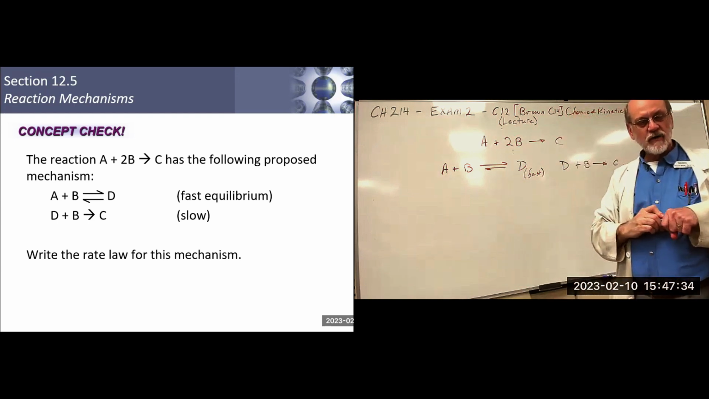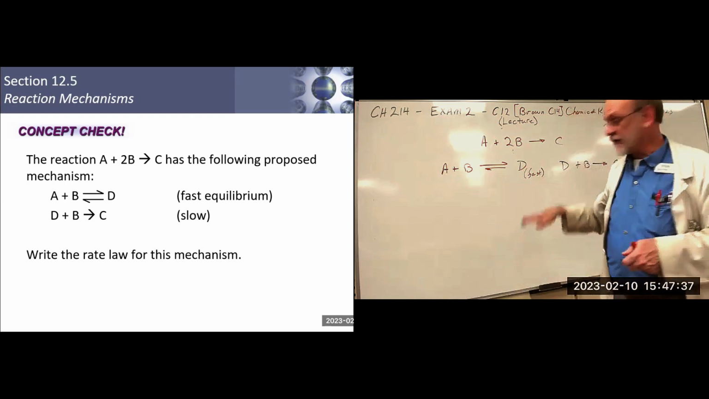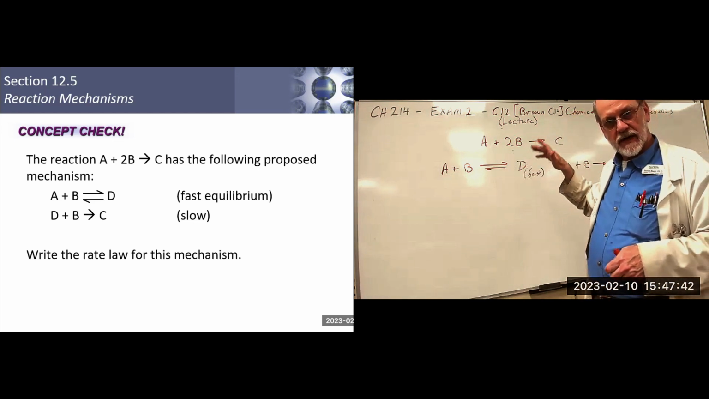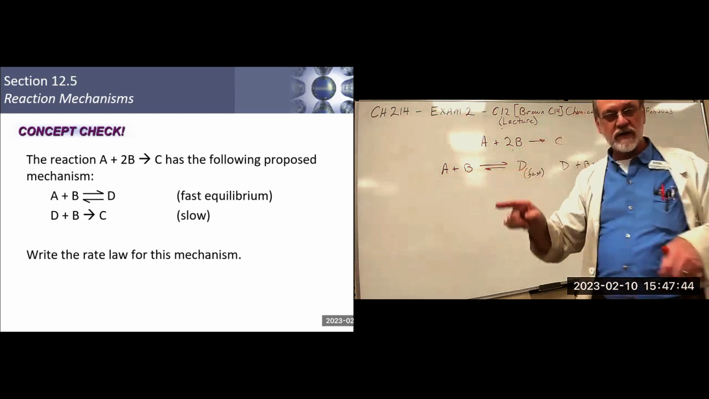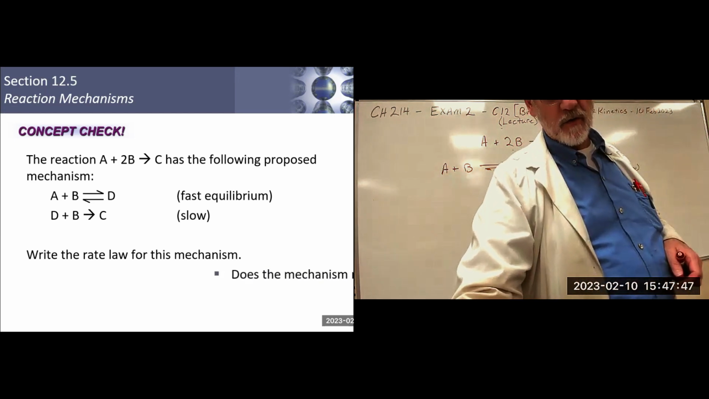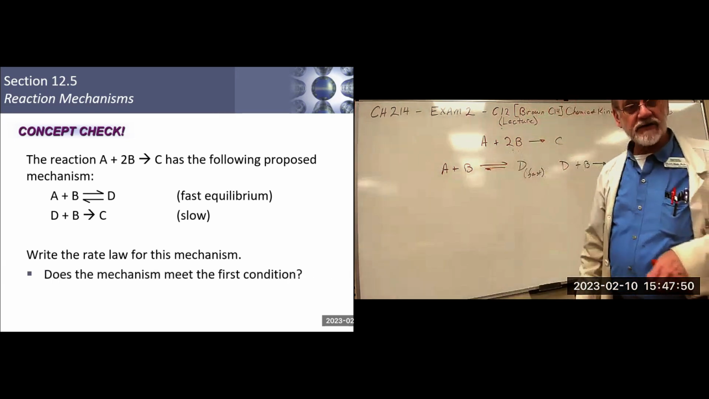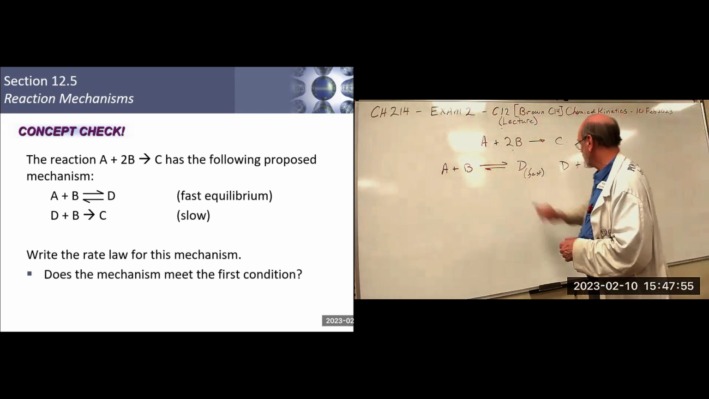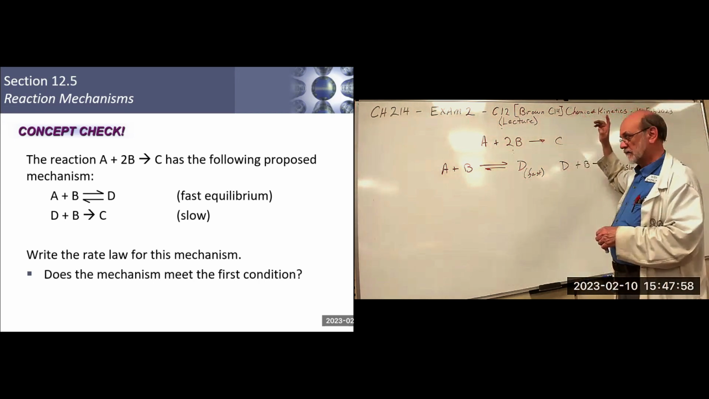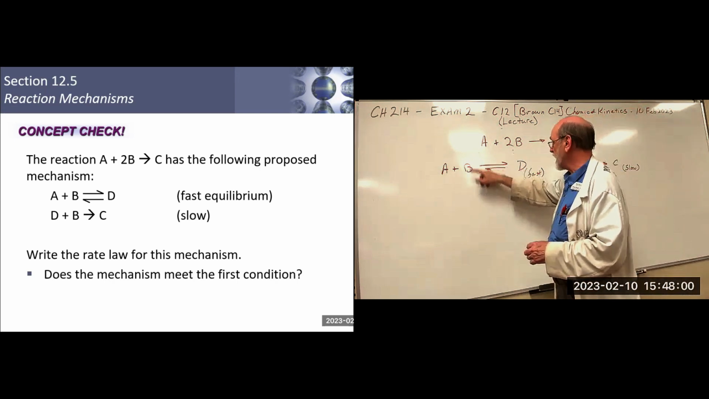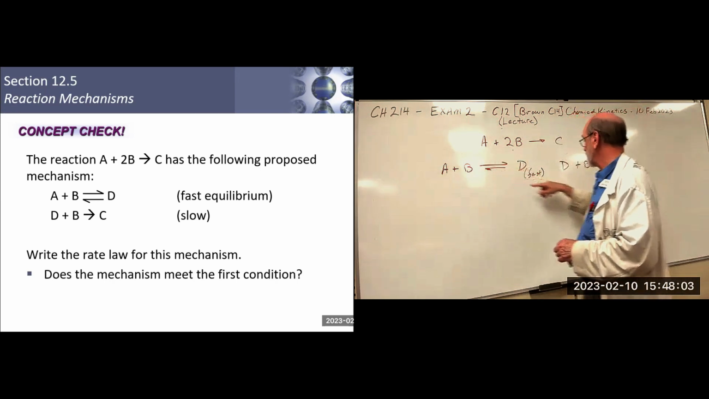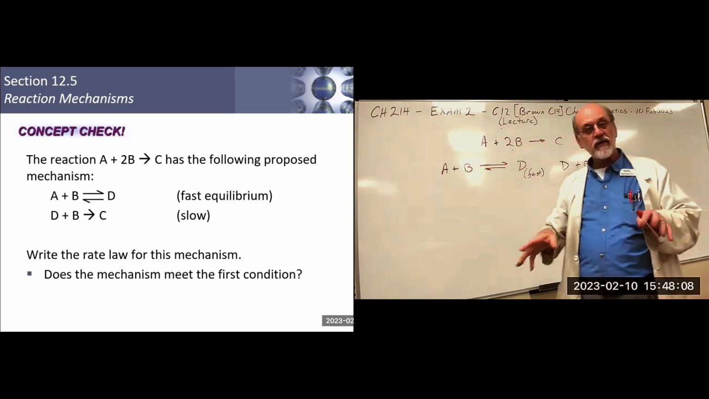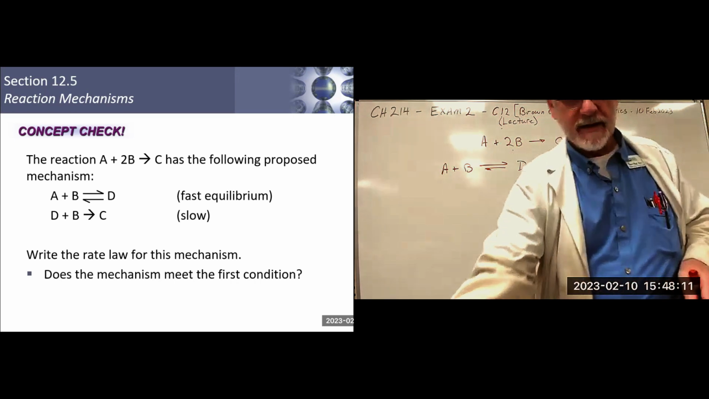What's the rate law for this mechanism? If this is a correct two elementary step mechanism for that overall equation, then how do we get at the overall equation? Well, does it meet the first condition? This one's on the right, this one's on the left. They cancel. Here's an A, there's an A. There's a B, there's one of them. There's a B, there's the other one. And there's a C. Yes, we add them both together, we get the overall equation. First condition is met.